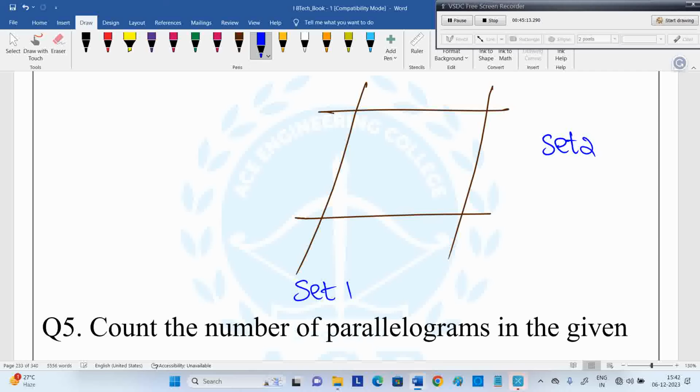In set 1, I need two parallel lines, and in the other set, I want two parallel lines. If they intersect, then we got one parallelogram. Two parallel lines from one set and two parallel lines from another set. Approach is similar to rectangle only. Rectangle is one type of parallelogram, so you can use the same approach for parallelogram as well. So here I don't use the words horizontal, vertical. It's not correct if you mention horizontal and vertical in a parallelogram. In rectangle it is fine, but in parallelogram we don't.